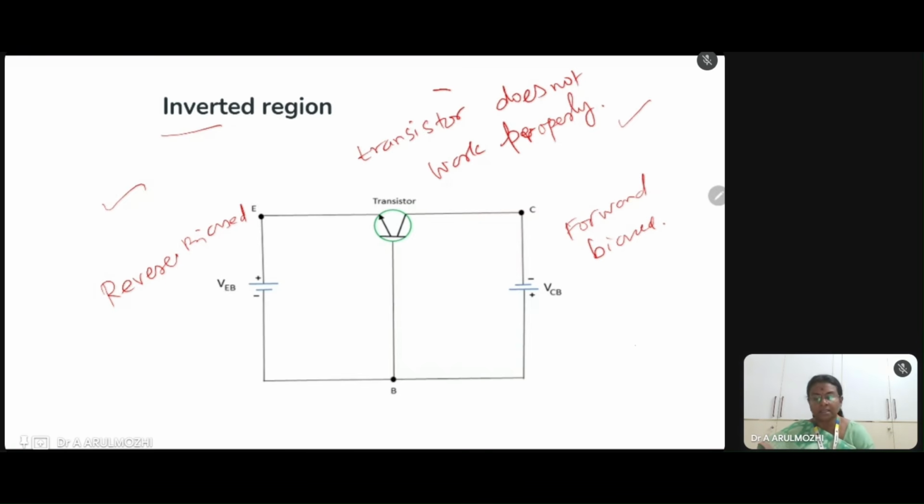So basically the three regions we have discussed are active, saturation, and the next one is nothing but the cutoff region. These are the basic three regions we have to consider for the amplification and switching device.